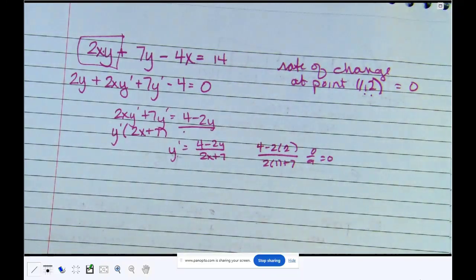So the rate of change is slow. That's a maximum or minimum.